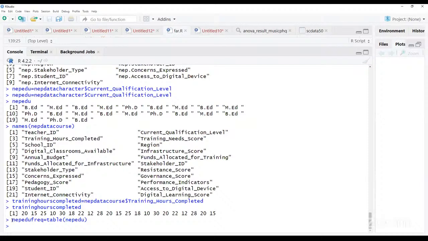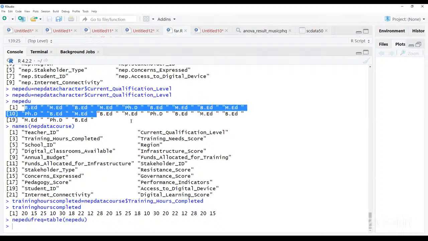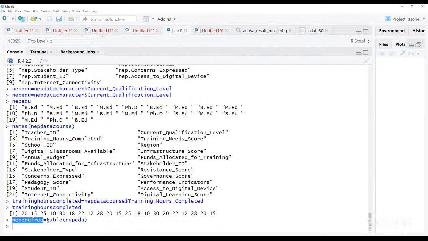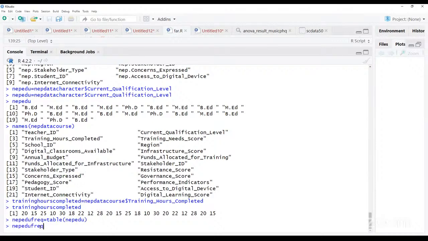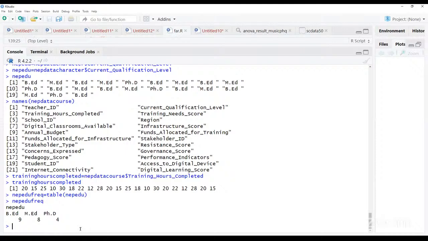So this is the vector that I have created. Nep edu frequency equal to table nep edu. Nep edu is my main vector where all the qualification is there, and nep edu frequency is the new vector, and table is for frequency. Now let me check nep edu frequency. So this you will get: B.Ed, M.Ed, PhD. B.Ed 9 means 9 people in the data sets have B.Ed degrees, and 8 people have M.Ed degrees, and PhDs are 4. Okay, got it?